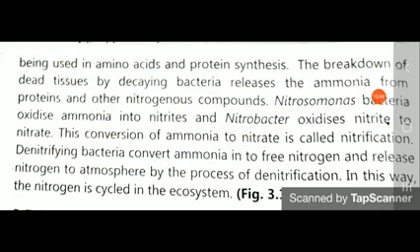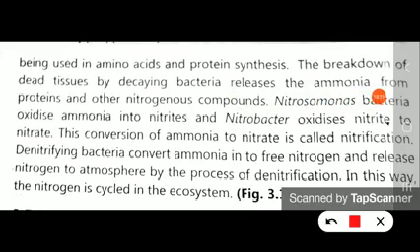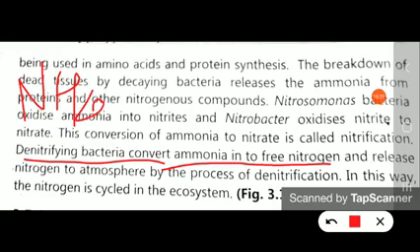Nitrosomonas and Nitrobacter convert ammonia into nitrate. This conversion of ammonia into nitrate is called the nitrification process. Another type of bacteria also present are denitrifying bacteria. Denitrifying bacteria convert ammonia into free nitrogen, directly into free nitrogen.